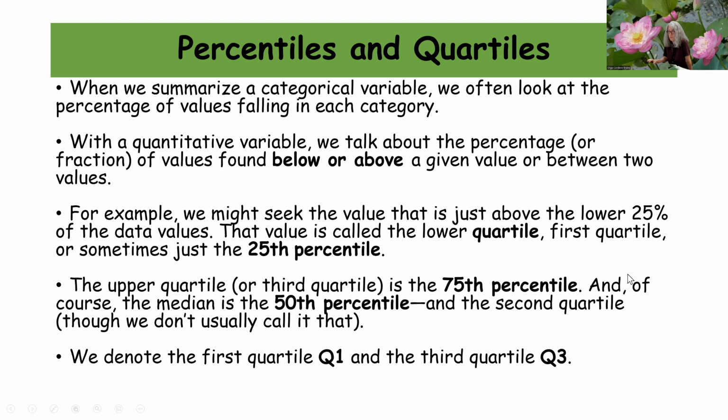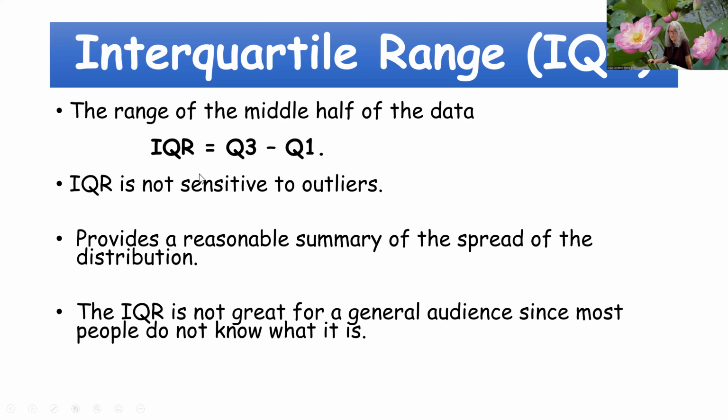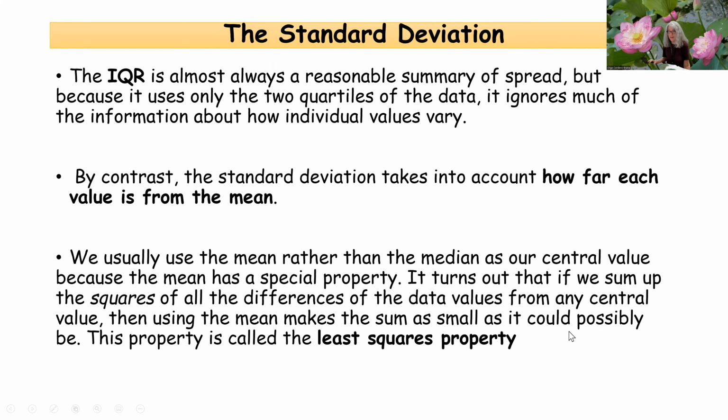So this is the vocabulary that we want to use. The IQR is a measure of spread, the range of the middle half of the data, Q3 minus Q1. So the really extreme values at both ends are not influencing this measurement, which is good. It is not sensitive to outliers and provides a reasonable summary of the spread. It is hard to explain to a general audience, but I don't think the standard deviation is better.